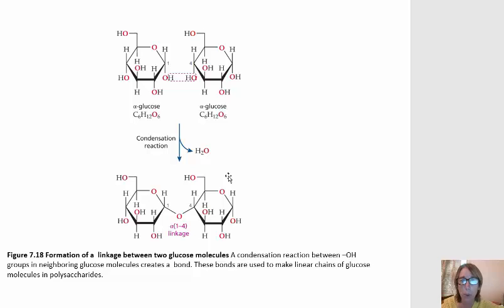When amylose forms from glucose molecules, each linkage between two molecules is a condensation reaction, and then more and more and more occur to make a long, long chain. And by condensation, we mean two small molecules form a larger molecule, and a water molecule is released. Now, when starch forms, it always has some alpha 1,4 connections.